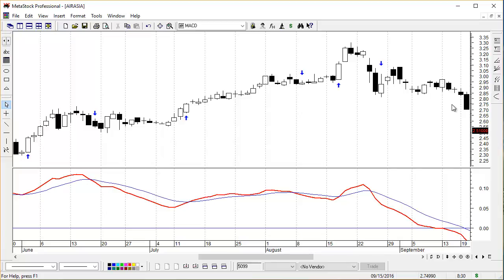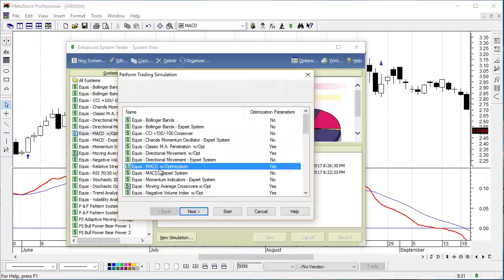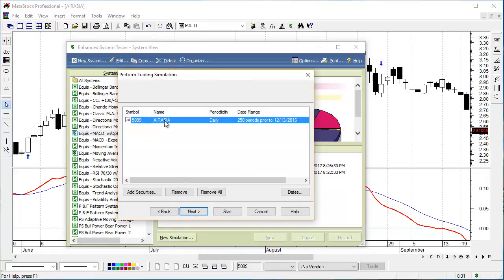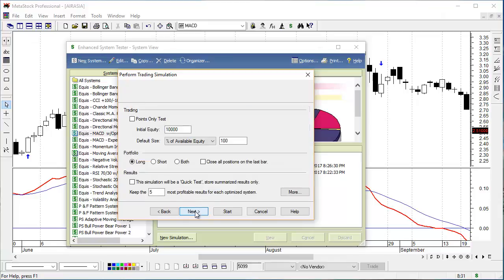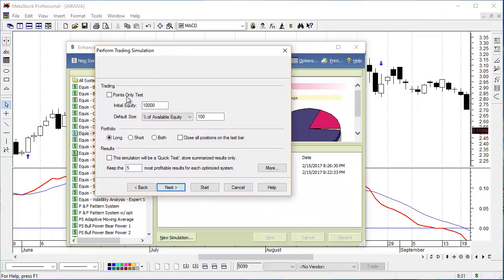But I will not know until I have really tested it in more detail. And instead of trying to do this manually on the chart and calculate the profit and loss for every single trade, I can actually use the MetaStock software to test the system automatically. So I'm going to start the system tester over here. I'm going to start a new simulation and use the MACD indicator. I'm going to select the stock that I've just shown you on the chart, and this is 250 days of testing.